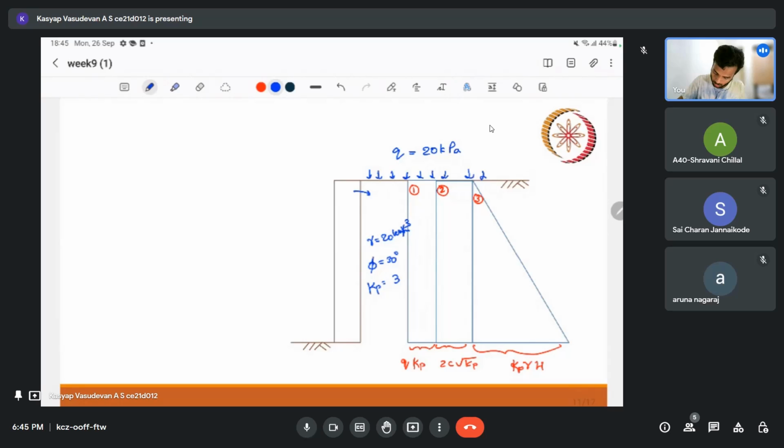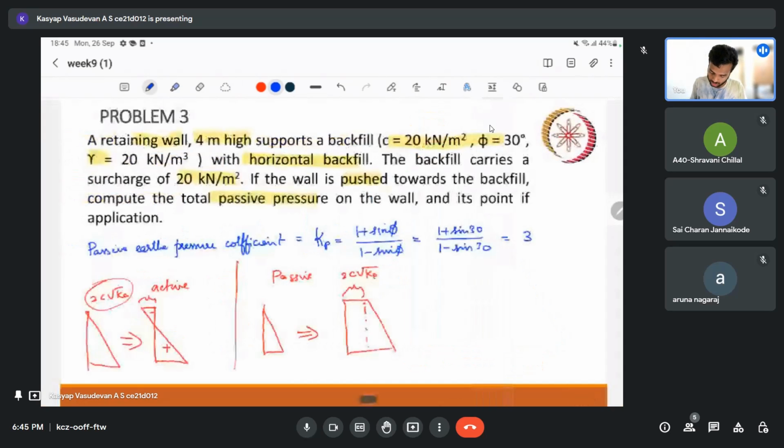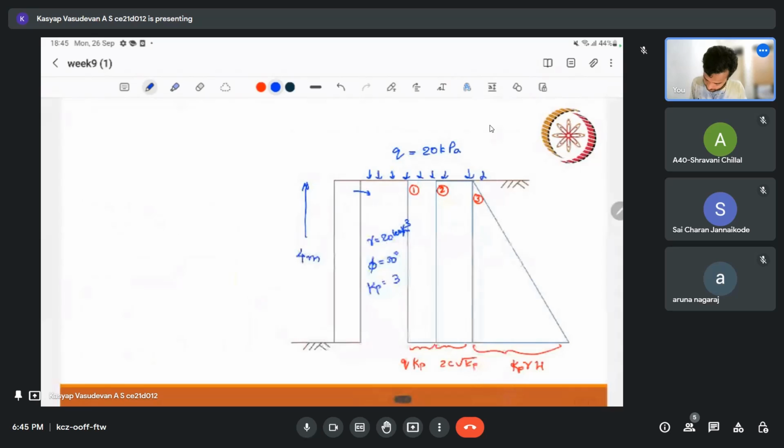In our particular problem, h is 4 meter, and so my P1, I can write P1 as q Kp into H, that is 20 into 3 into 4, that will be 240 kilonewton.